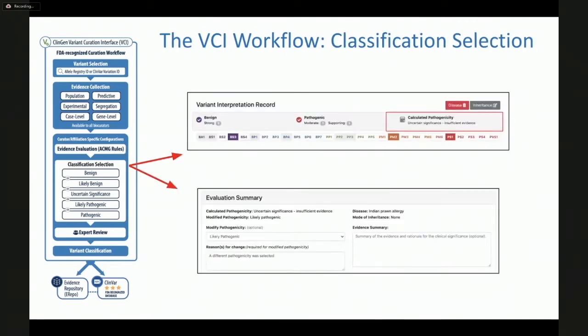As curators work along the criteria evaluations, the criteria bar will visually display which criteria have been evaluated. Colored criteria boxes indicate that the criteria has been evaluated as met. White indicates not yet evaluated, and gray indicates the criteria is not met. Finally, users can keep the auto-calculated classification, or they can override it and manually input a different classification if determined necessary. Curators can write in an evidence summary as well.